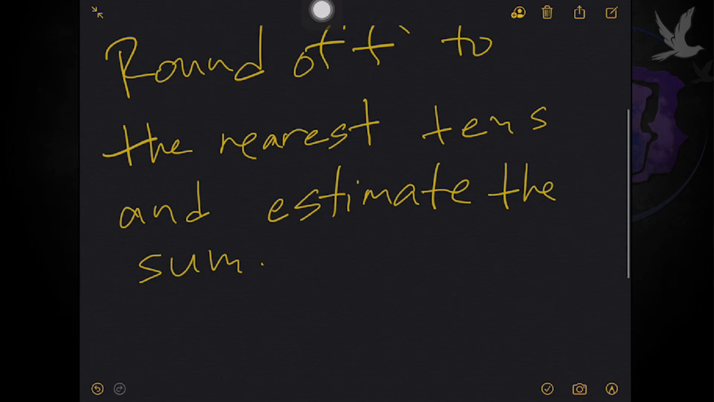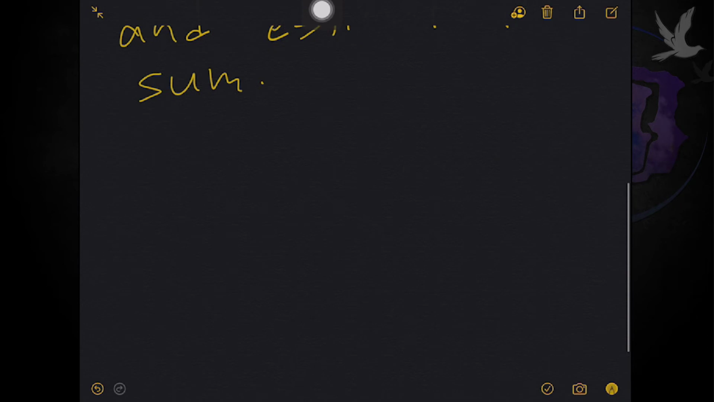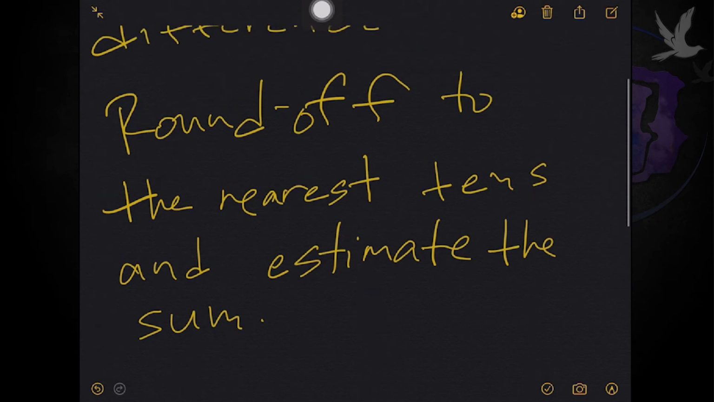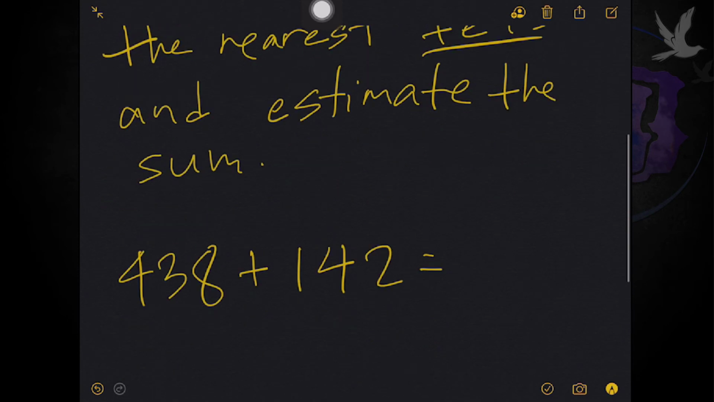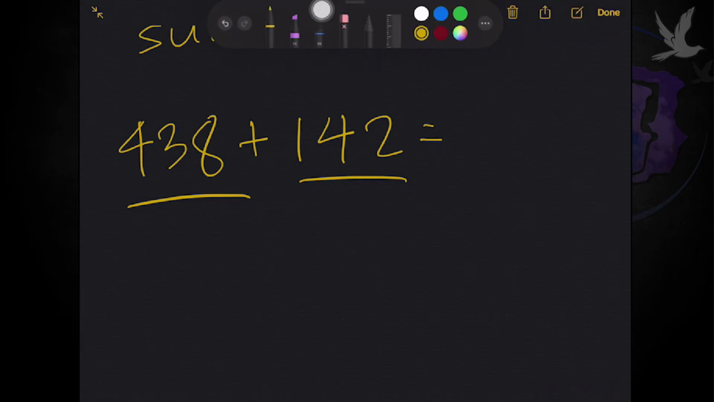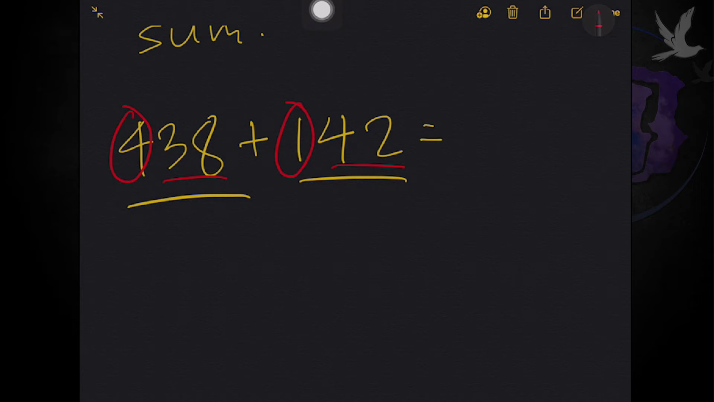So assuming that you have already mastered the process of rounding off, let's say 438 plus 142. Again, the instruction says round off to the nearest tens and estimate the sum. So all you have to do here is to round off these values first to the nearest tens, and of course, retain the hundreds value or what is left.